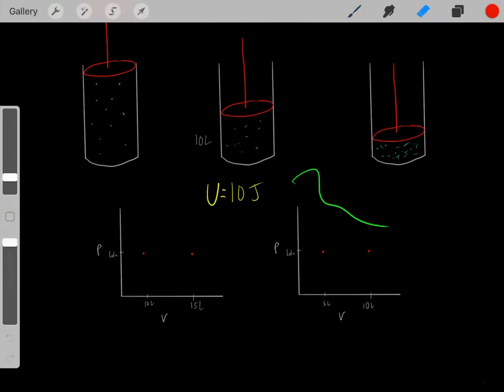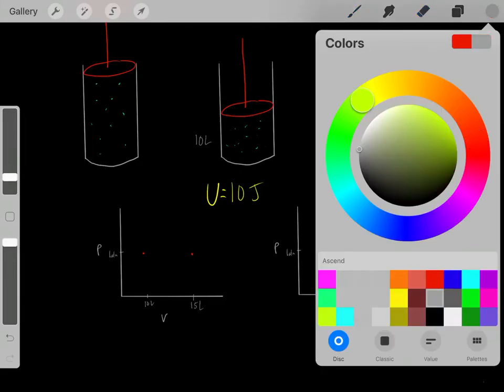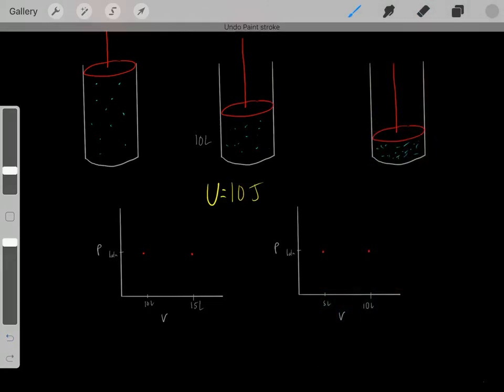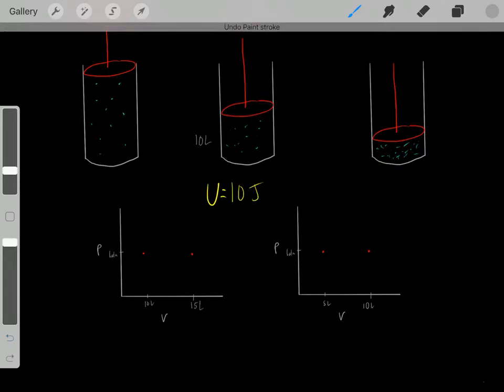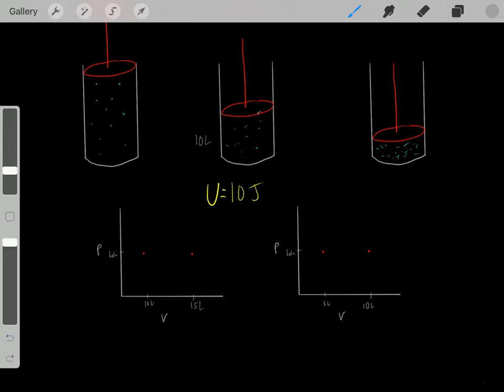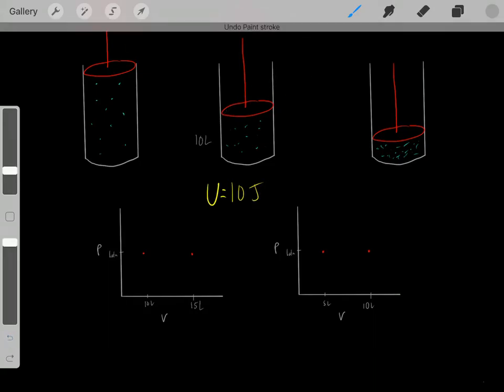So again, let's do some examples. Let's say we have this system, and let's say there's 10 liters of volume in the system of these gas particles, and let's say it has 10 joules of internal energy. Well, we said we can change the internal energy by either adding heat or doing work. So if we have 10 joules of internal energy and we add 5 joules of heat, now the system would have 15 joules of internal energy and the temperature would increase.